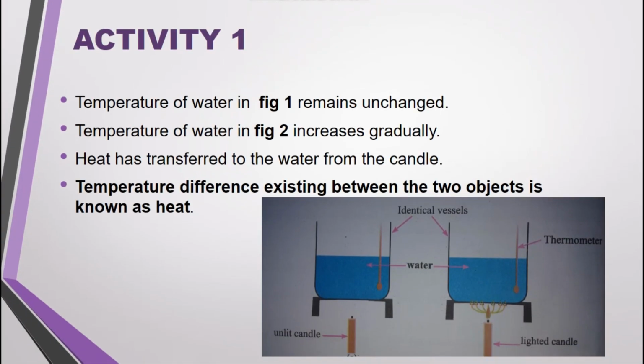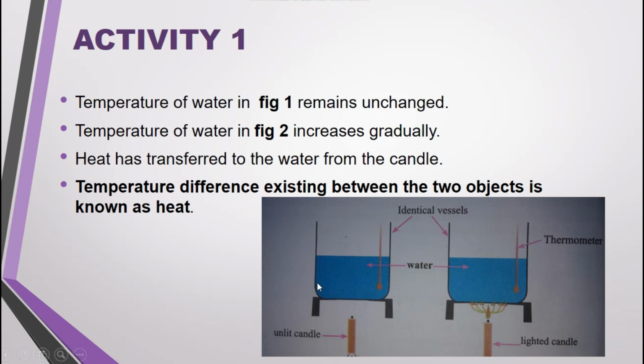In this part we have to discuss 3 activities. For the first activity we need 2 beakers, 2 identical candles, and 2 thermometers. We'll fill these 2 beakers with an equal amount of water, and we will put the 2 thermometers into the water. We will light one candle and leave the other candle unlit.